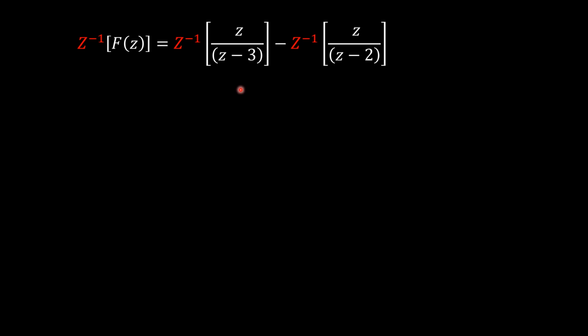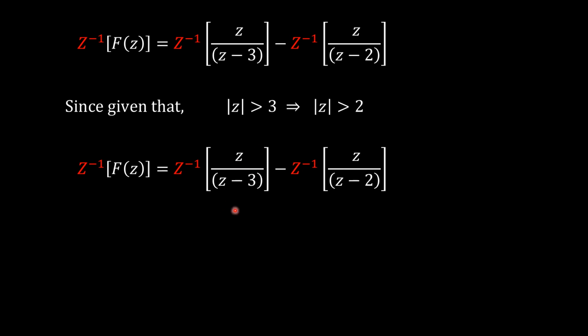Now, to get the inverse Z transform, we are going to refer to the table of standard formulae. For that, we require the region of convergence. Here, we have been given the region of convergence as mod z strictly greater than 3, which clearly implies that mod z is also strictly greater than 2. Because of which, we can write down this term as, for z upon z minus 3, mod z is strictly greater than 3, and for z upon z minus 2, mod z is strictly greater than 2.